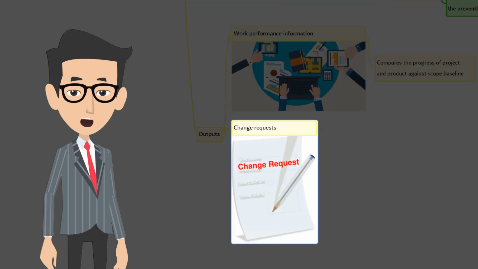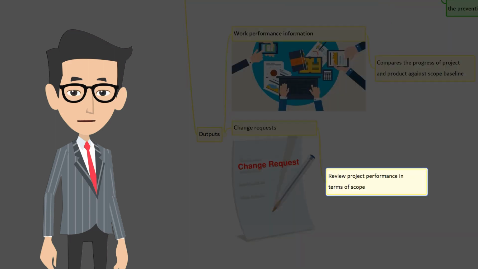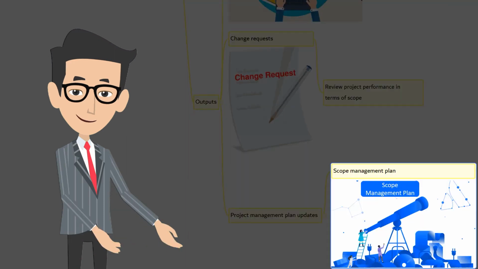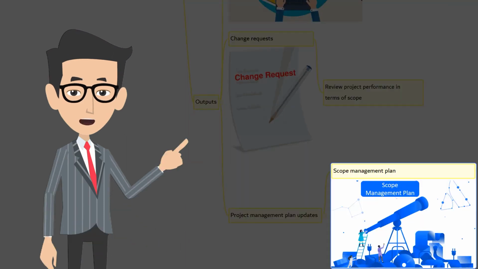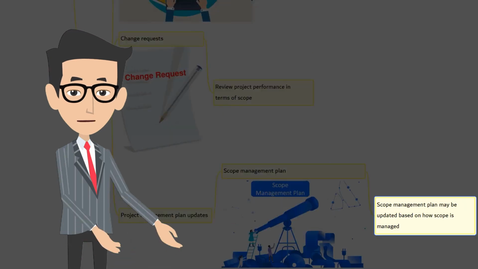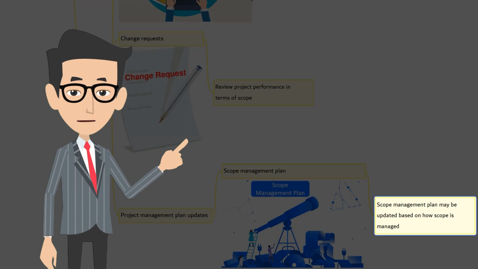The second one is change request. Based on the project performance analysis, the scope may have to be revisited. The third one is project plan update. Let's look at its components. In the components, scope management plan is the first one. The scope management plan may be updated to reflect how the change in scope is managed.